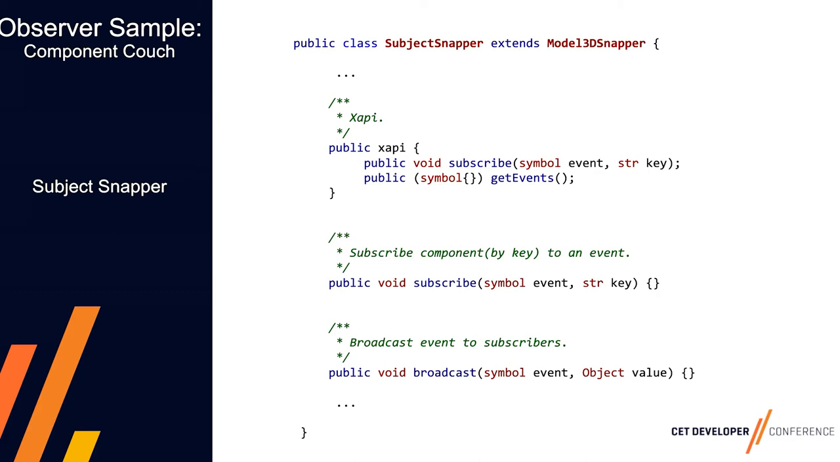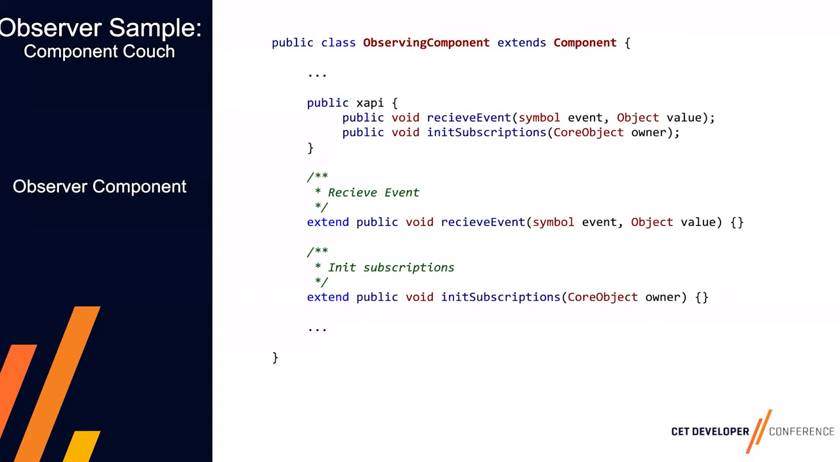So now, talking more about the component, we can move on to the observing component here. There are a couple of really important methods here. The most important one is receive event. Just like broadcast on the subject snapper was the central dispatch point for all events, this is the central reception point for all events. Again, we are exposing it through XAPI, so the snapper does not actually have to know our type, nor know if we even have a receive event method. It can just loop through all of the components that have subscribed to it and call the XAPI call to broadcast out that event.